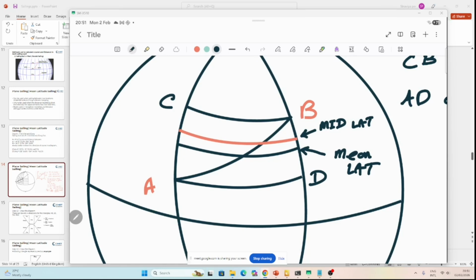For your knowledge, I will show you the difference between the mid latitude and mean latitude by calculations. Right?